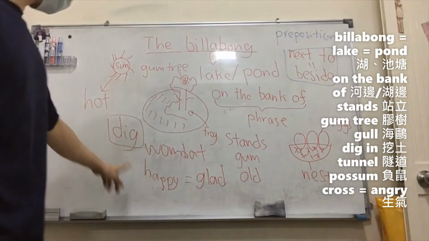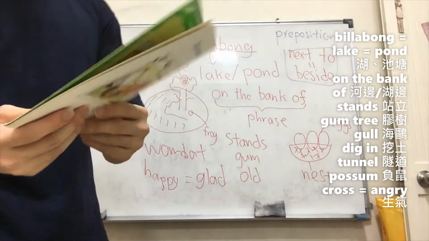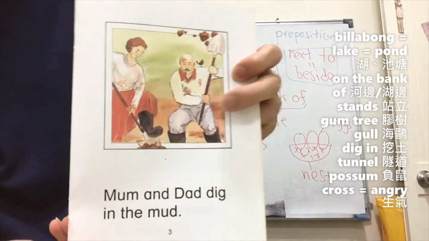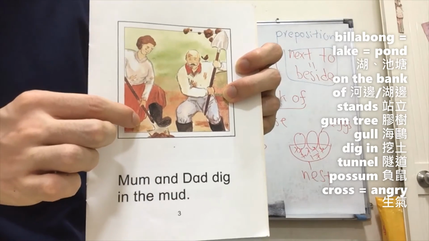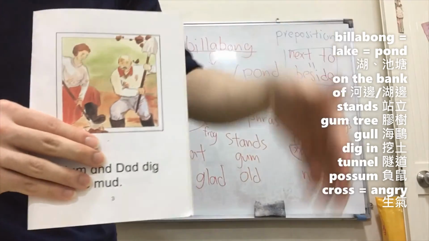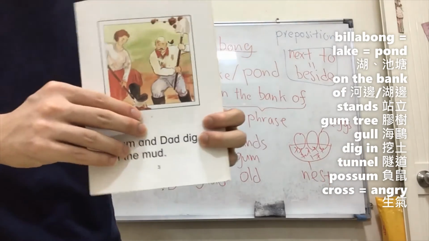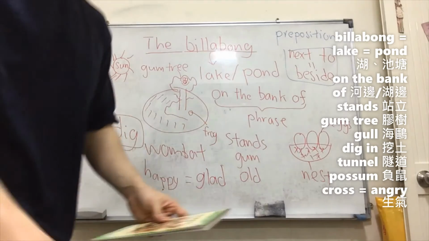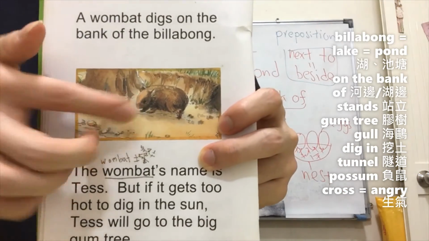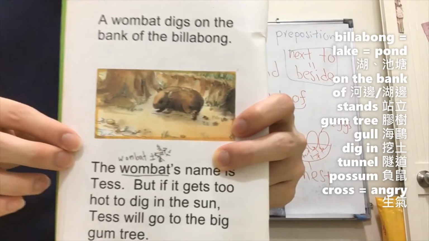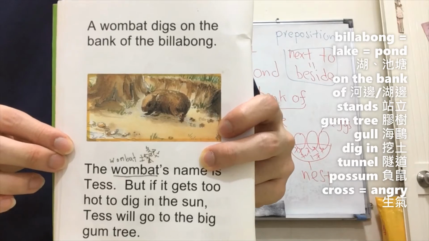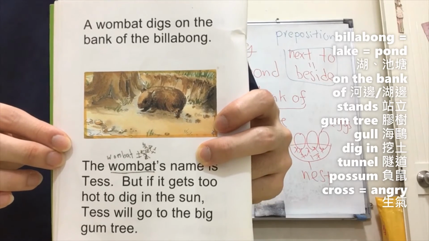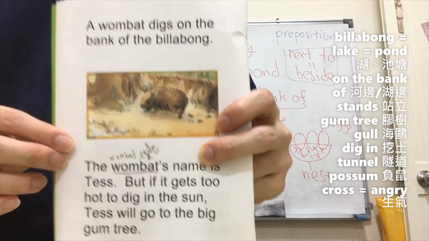So you see, dig, D-I-G, this word appears in the mud hut, right? So this is digging the mud. Okay, digging the mud. Similarly, Tess is digging the mud. But if it gets too hot, Tess will hide under the old gum tree, right?